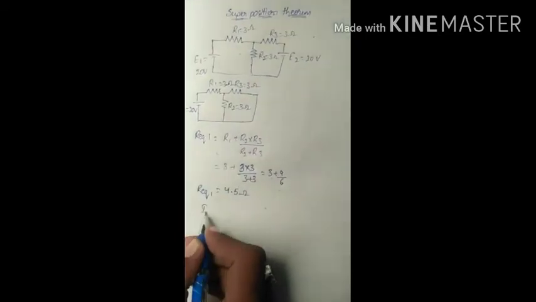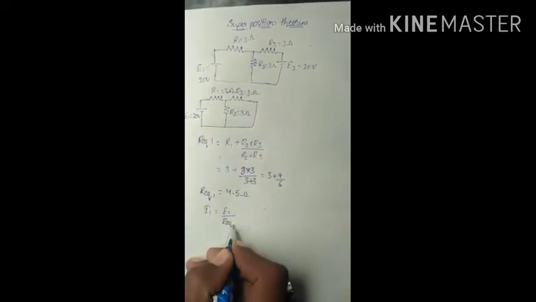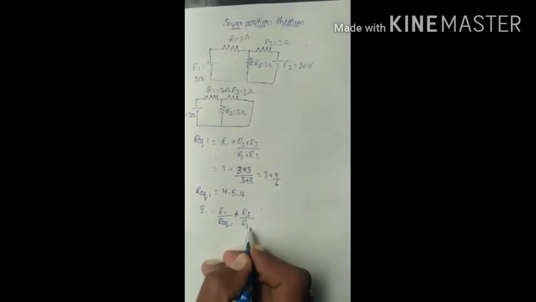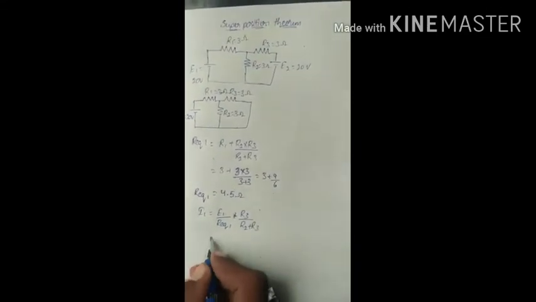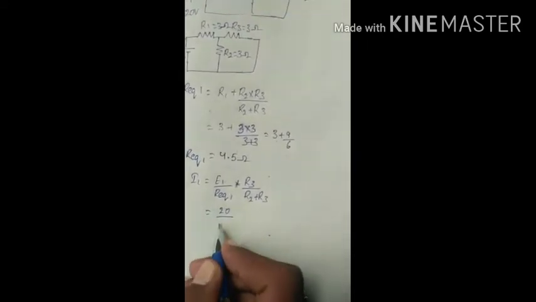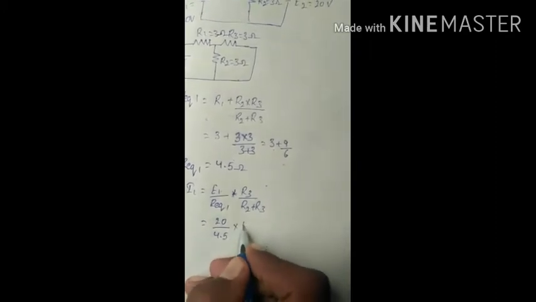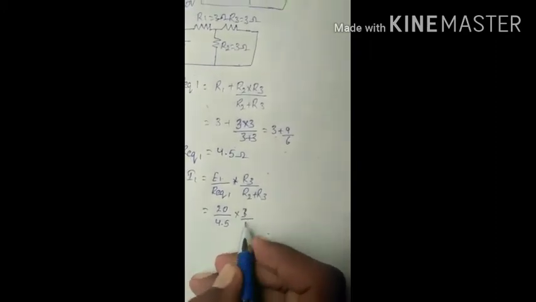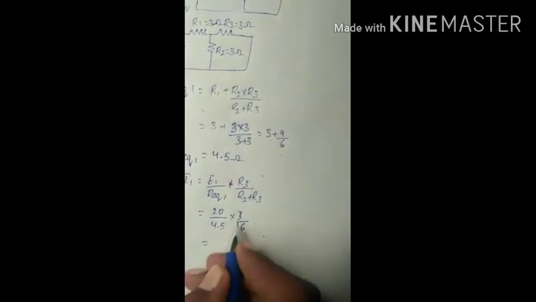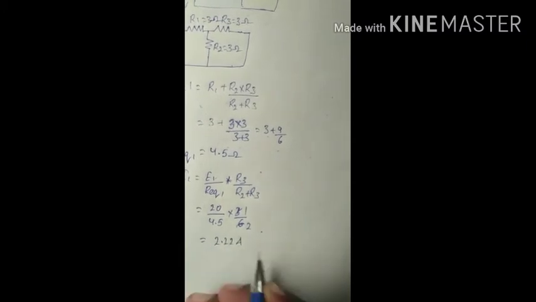And current I1 is equal to E1 divided by R equivalent 1 into R3 divided by R2 plus R3. Here voltage source E1 is 20 and R equivalent is 4.5 ohms, and R3 is 3 ohms, and R2 plus R3 is 6. Finally we get 2.222 amperes.